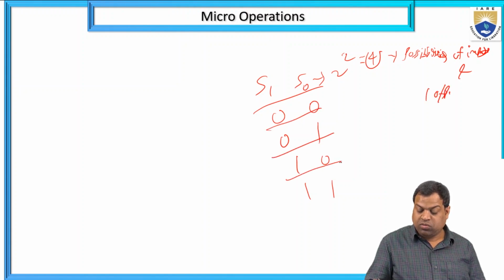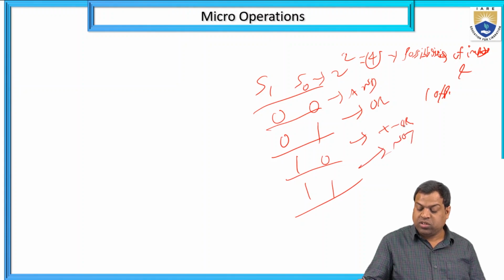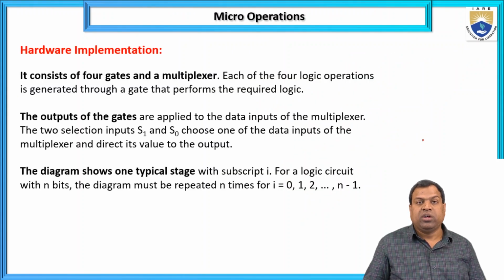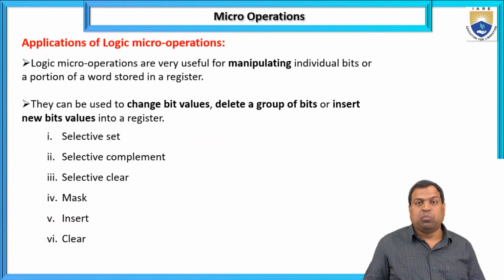0, 0, 0, 1, 1, 0, 1, 1. 0, 0 means AND, 0, 1 means OR, then XOR, NOT. So when I give 0, 0, the AND gate is enabled. 0, 1, the OR gate is enabled. 1, 0, XOR is enabled. 1, 1 means the NOT gate will be enabled. Here is the hardware implementation with 4 gates and 1 multiplexer, with the output selected by switches S0 and S1.